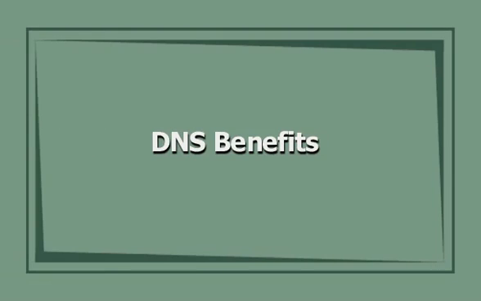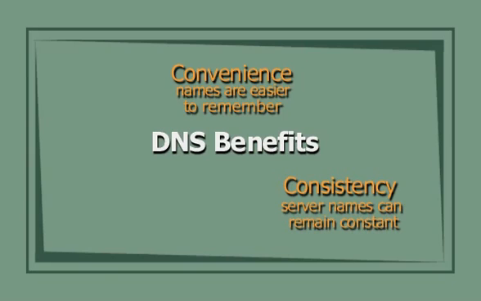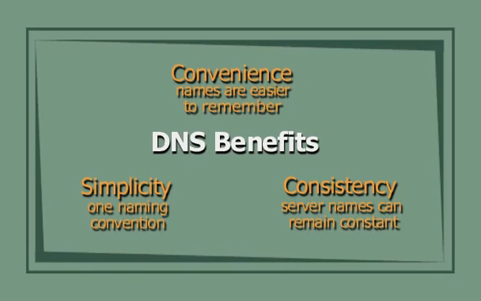Although DNS is most commonly associated with the Internet, private networks also use DNS because of the following benefits. Convenience. User-friendly names are easier for people to remember than numerical IP addresses. Consistency. IP addresses may change, but the server names can remain constant. Simplicity. Users need to learn only one naming convention to find resources on either the Internet or on an intranet.